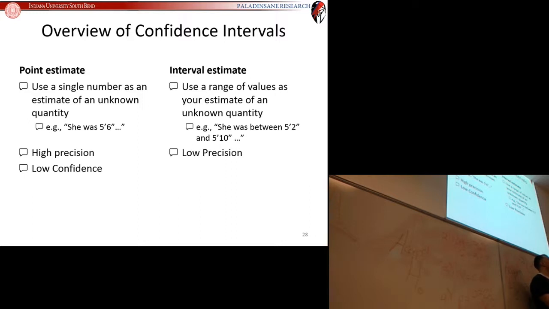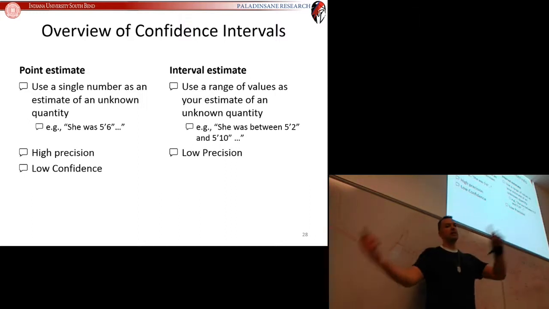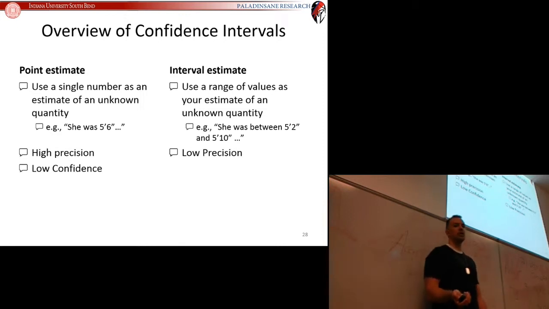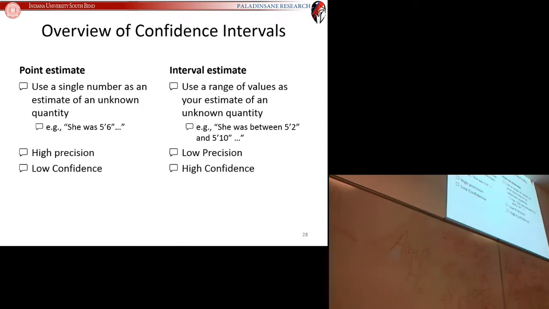You cannot be confident that you are correct in your estimate. On the other hand, interval estimates that come with low precision give you high confidence. So this high confidence is directly tied into the interval. If the police officer asks you, how tall was the perpetrator? You might say, she was between 5'2" and 5'10". And if they ask you, are you confident in that estimate? You can say, yeah, I'm pretty confident.